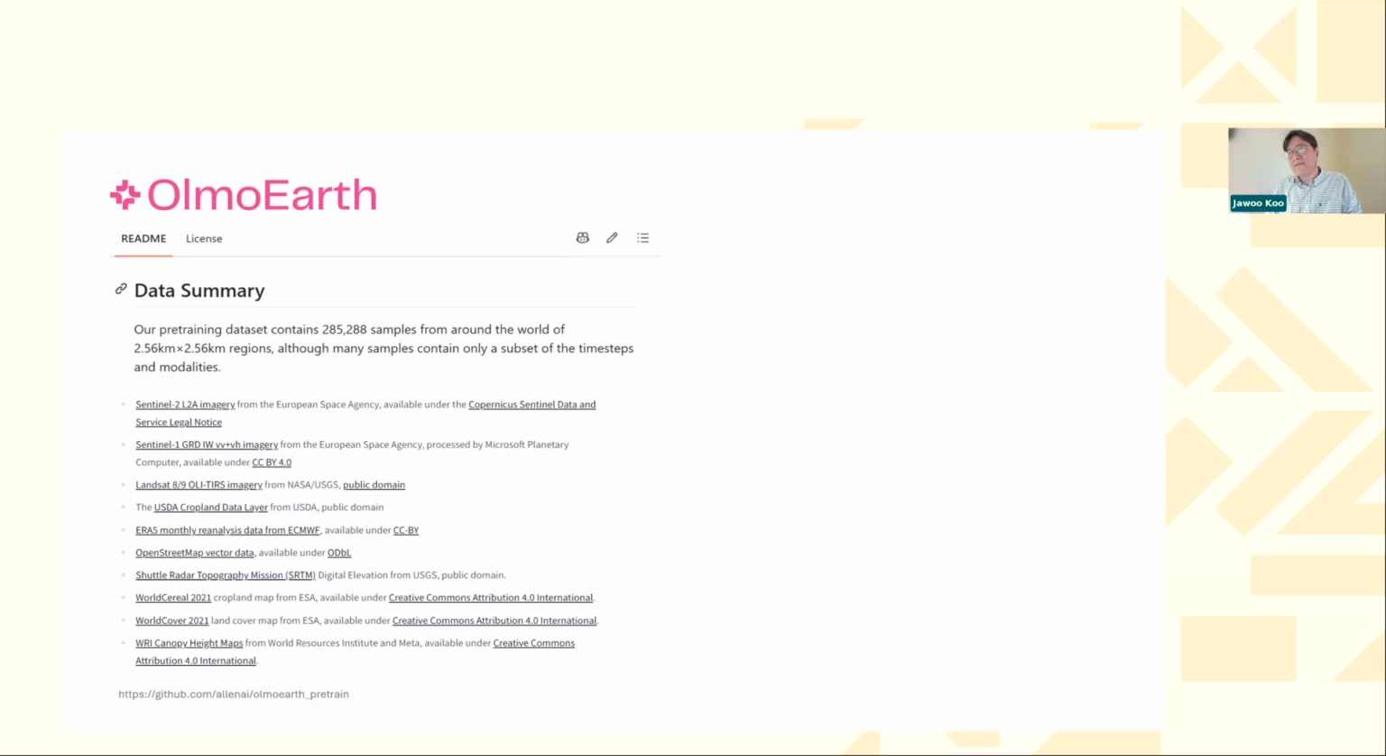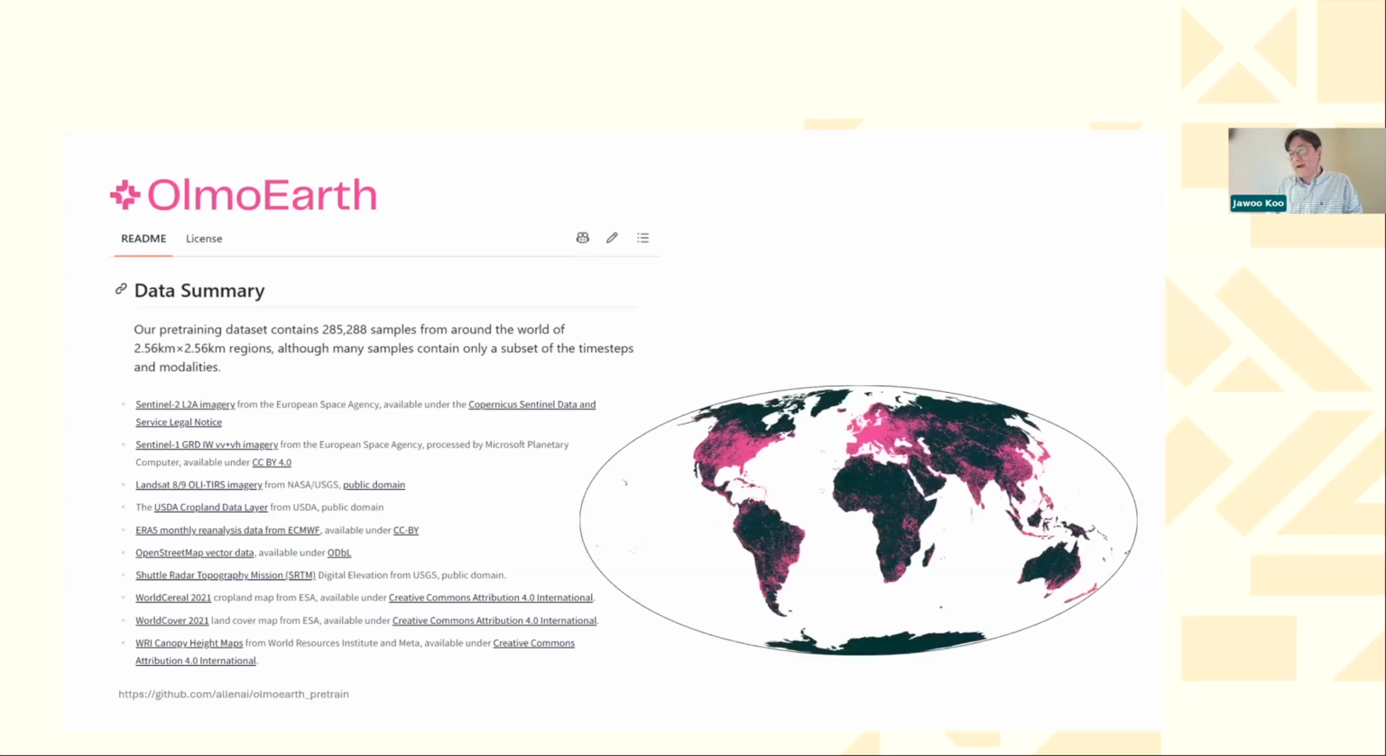They have more than 285,000 data points. But when you look at the map, you can see the issue. Africa is largely not sampled, for many reasons. The developers of Olmo Earth are not the ones who collected the data; they collected published data, and this is a gap in this field. They oversampled areas like North America, Europe, and China, etc., but very undersampled Africa.